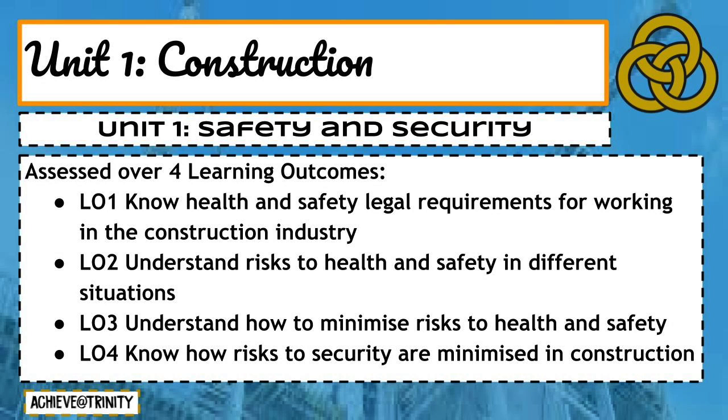Unit 1, Safety and Security in Construction. This unit is assessed over 4 learning outcomes. Learning Outcome 1 requires students to know health and safety legal requirements for working in the construction industry. Learning Outcome 2 requires students to understand the risks to health and safety in different situations. Learning Outcome 3 requires students to understand how to minimise these risks to health and safety. And Learning Outcome 4 requires students to know how risks to security are minimised in construction.